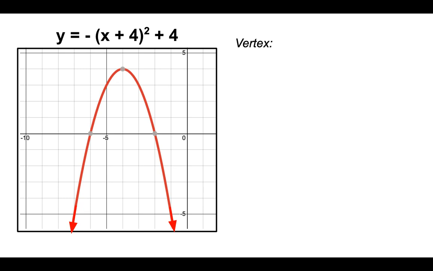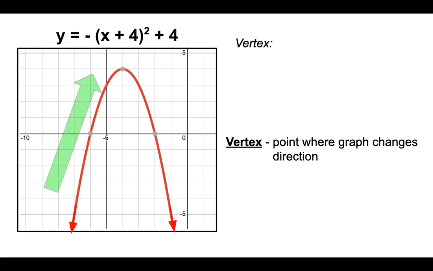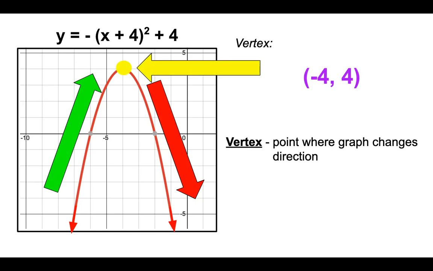Then we have to think about the vertex. A vertex is the point where the graph changes direction. If we look at this graph from left to right, we travel up, and then we change direction, we travel down. We go from increasing to decreasing. The point where the graph changes direction is right here at -4, 4.